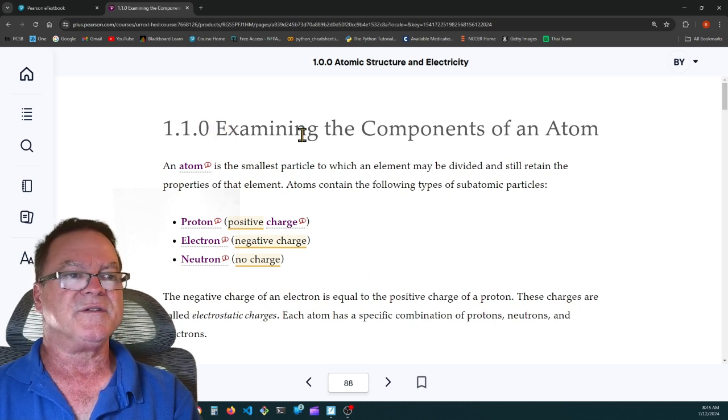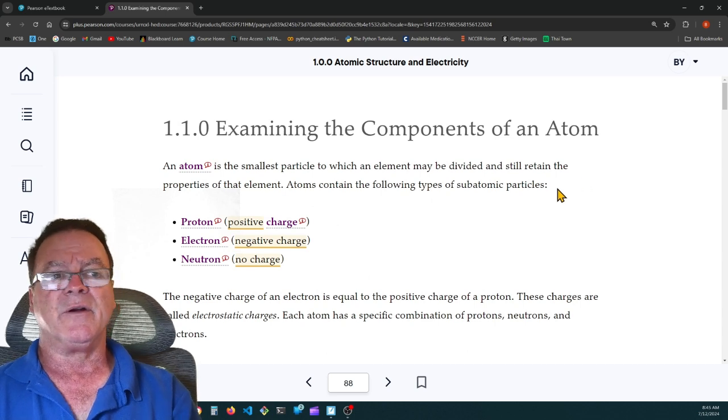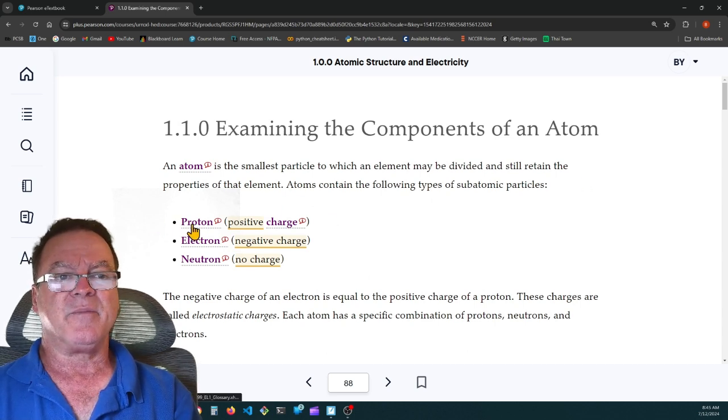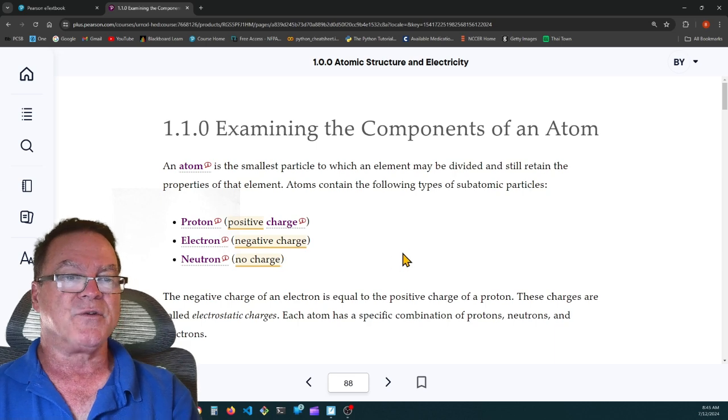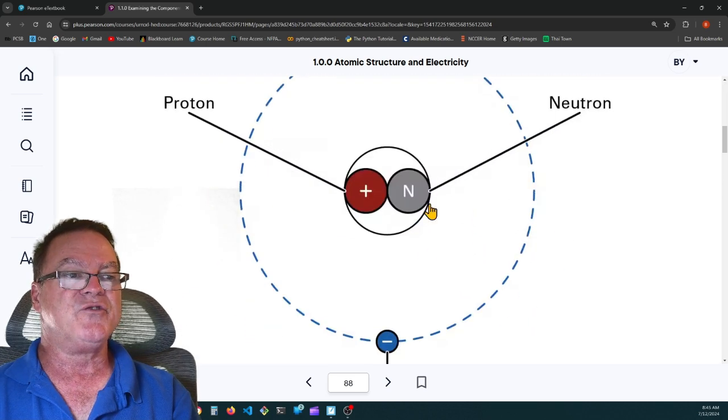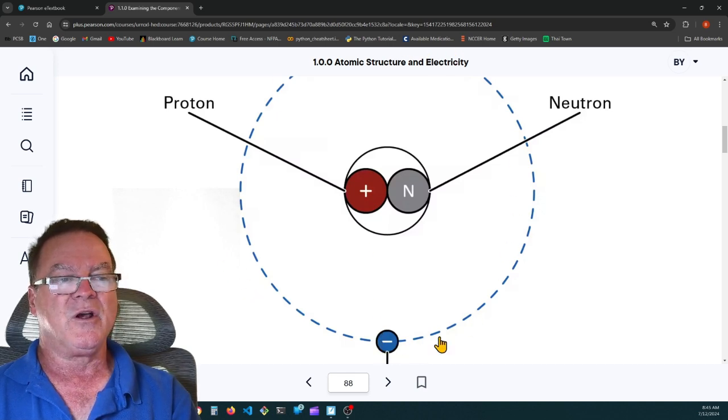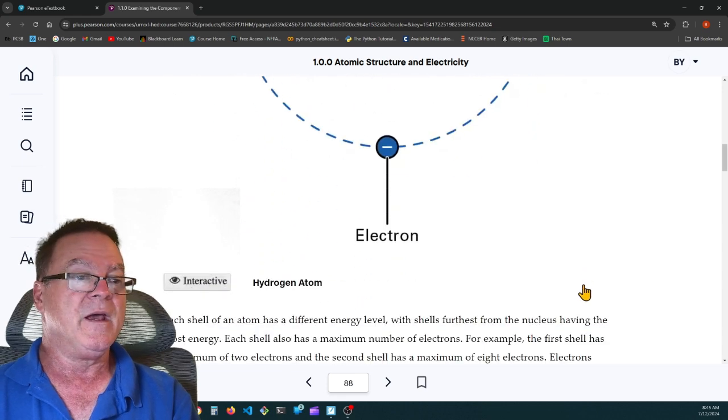So 1.1.0, examining the components of an atom. You've probably heard this before, that atoms are made up of protons, electrons, and neutrons. Protons have a positive charge. Electrons have a negative charge. Neutrons have no charge at all. So you'll find the protons and the neutrons in the nucleus of the atom, and then the electrons will circle around in an orbit called a shell.